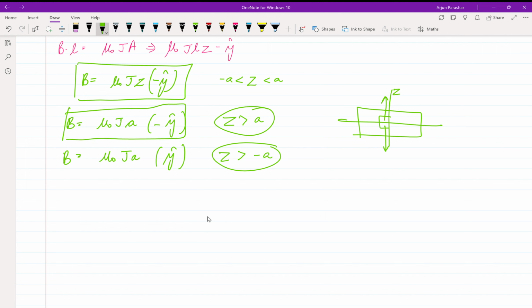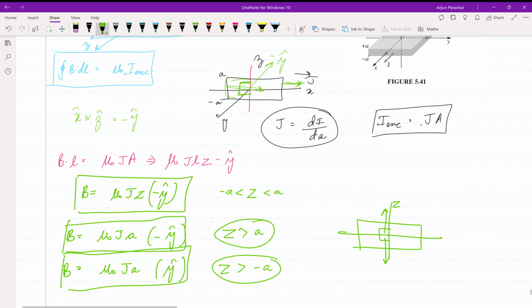So this is the solution for this video. I hope you understood. We need to consider an Amperian loop, not spherical loop, sorry, and put the values simply.